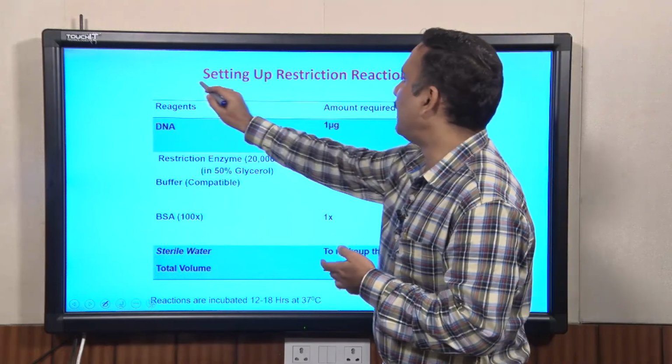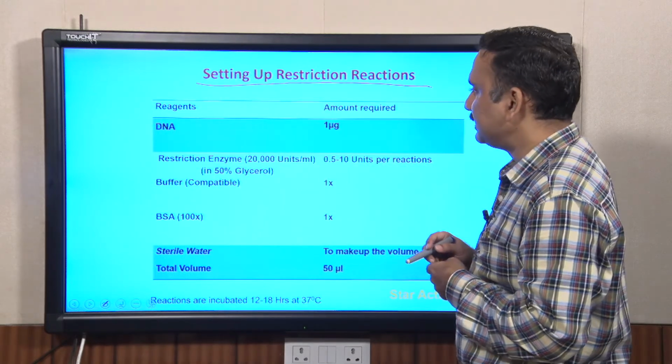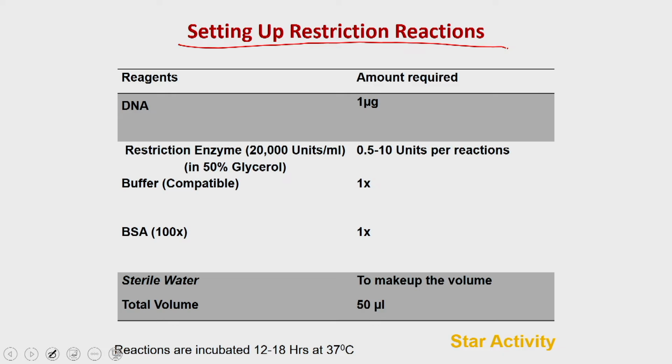Then we have also discussed how to set up the restriction reactions. You take the restriction enzymes, and you add BSA, and we have also discussed that you add the BSA only to reduce the star activity of these enzymes.